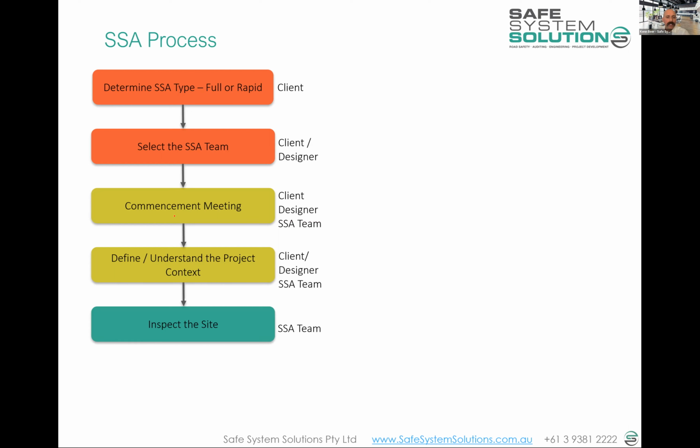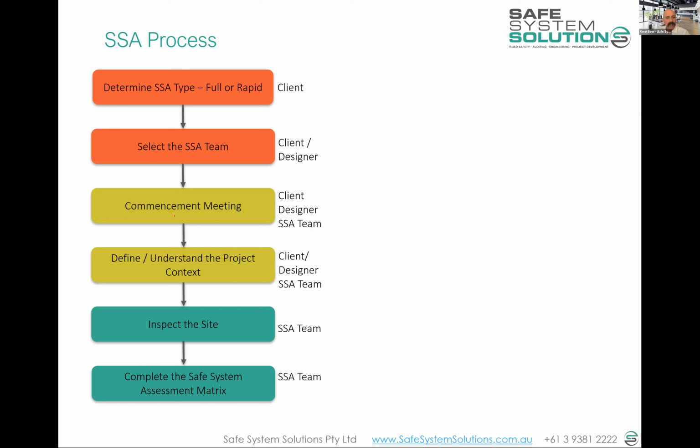Then the safe system assessment team goes off and looks at the site, and nothing will be built at this stage. It's just the existing road, what's there at the moment. What are the issues? What's the volume? What are the challenges?